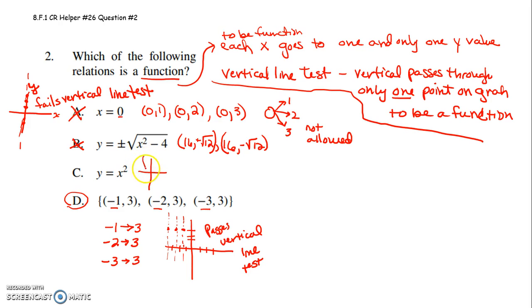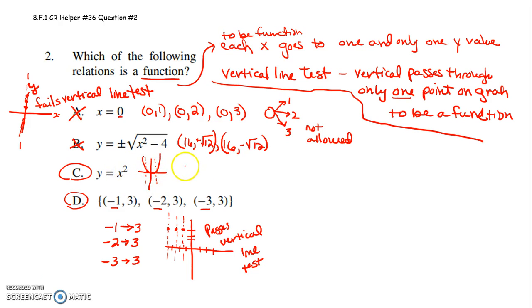And y equals x squared, again, I think I'm getting way too involved, but that graph looks something like this. Oh, y equals x squared. That's also a function. Which of the following relations is a function? Well, there's two answers here. Y equals x squared is a function. Well, I'm glad I went through all the choices, because this will pass the vertical line test.